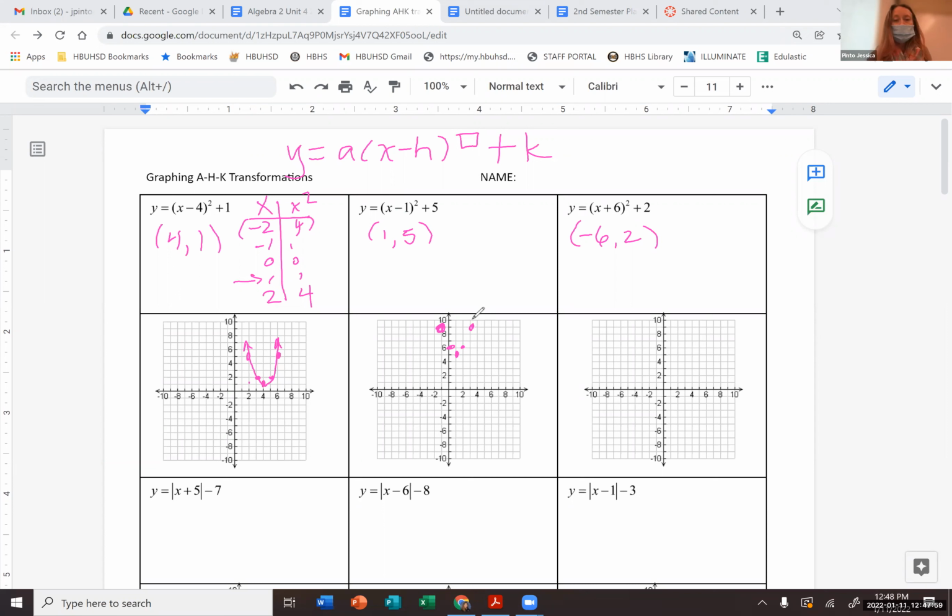Try the same strategy for the third problem. Oh man.